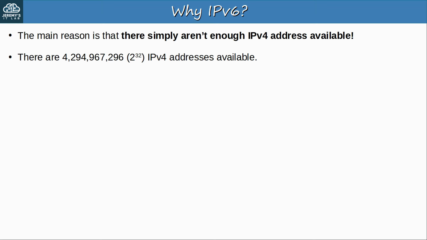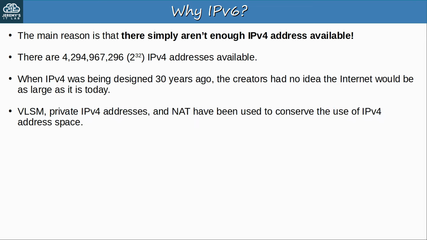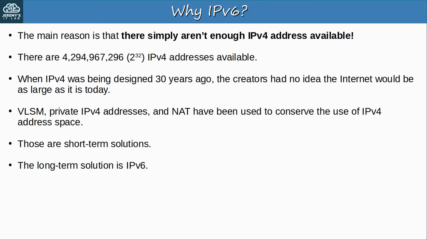it's simply not enough. When IPv4 was being designed 30 years ago, the creators had no idea the internet would be as large as it is today. They thought 32 bits would provide more than enough addresses. However, we have known about the IPv4 address exhaustion problem for a long time, and several techniques have been used to preserve the space. VLSM, variable length subnet masks, is one of the techniques that allows IPv4 address space to be preserved. Private IPv4 addresses and NAT, network address translation, are two others that have made a huge difference as well. Both of those will be covered soon in the course. Those techniques have been very useful in preserving the IPv4 address space. However, they are just short-term solutions.